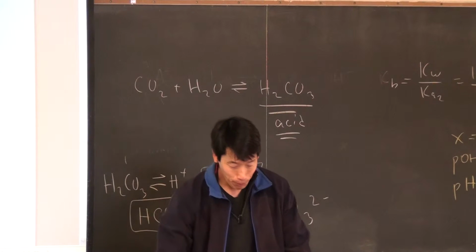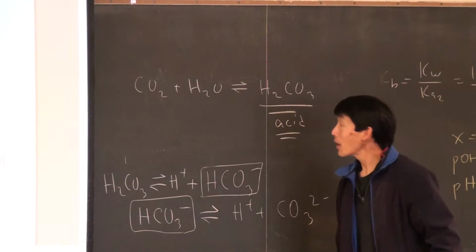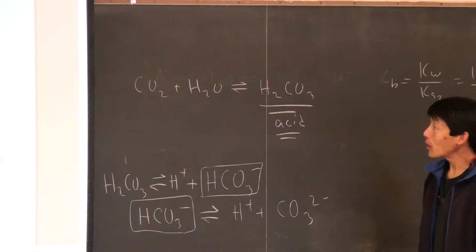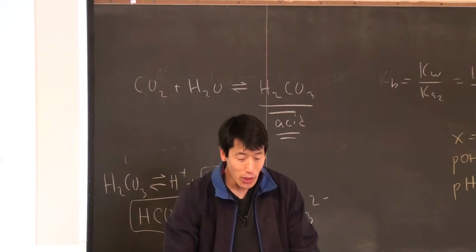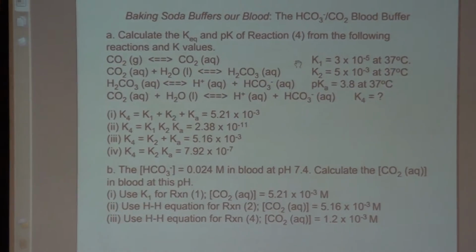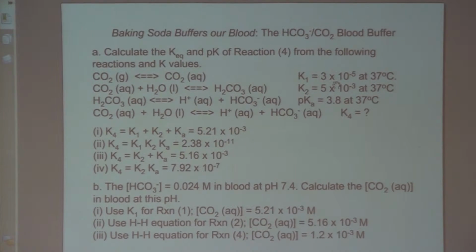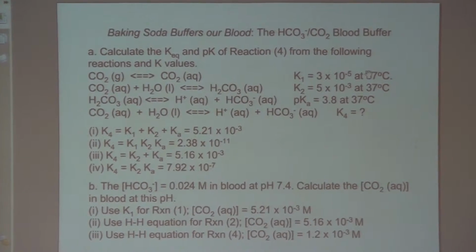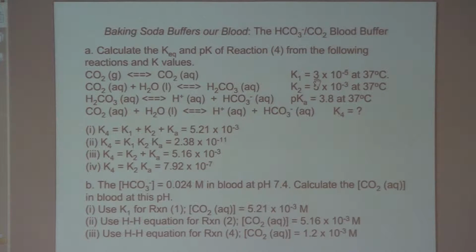Because it shows some equilibrium reactions as well as the equilibrium constant. So note that CO2 gas is soluble in water, so CO2 gas going to CO2 aqueous. Note that the equilibrium constant is 3 times 10 to the minus 5 at 37 degrees. So based on this equilibrium constant, 3 times 10 to the minus 5, is CO2 gas soluble in water?